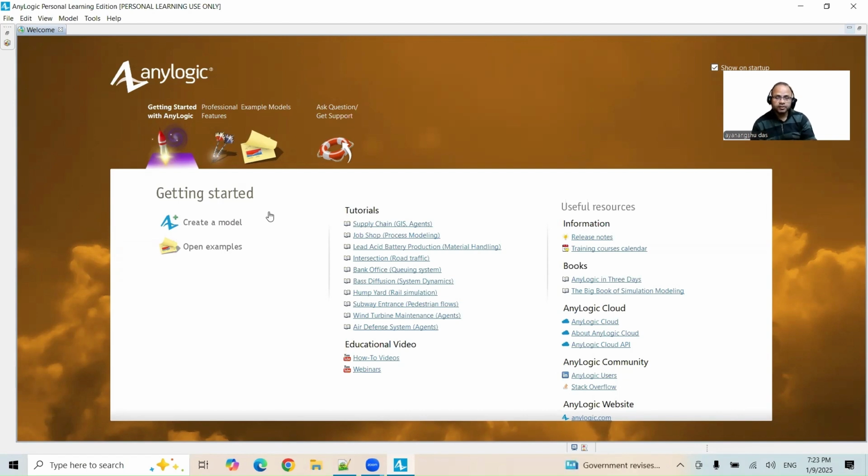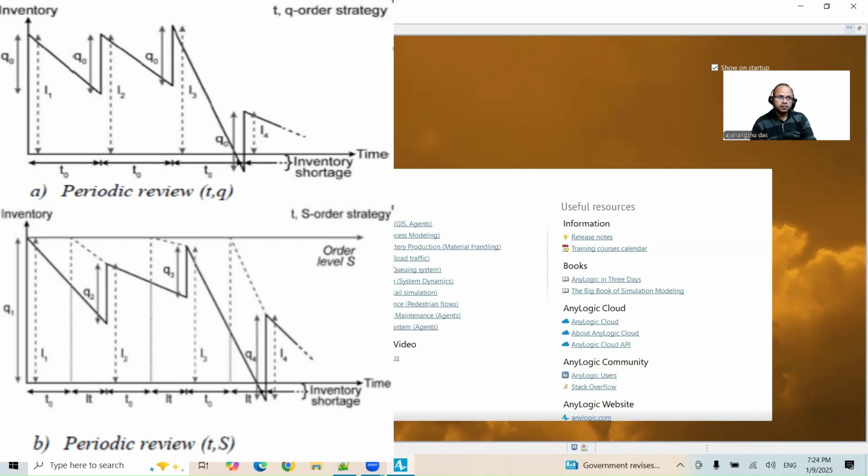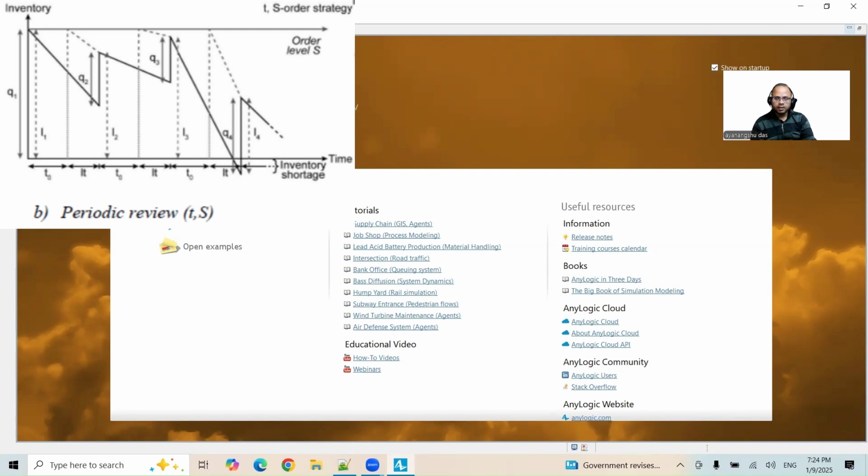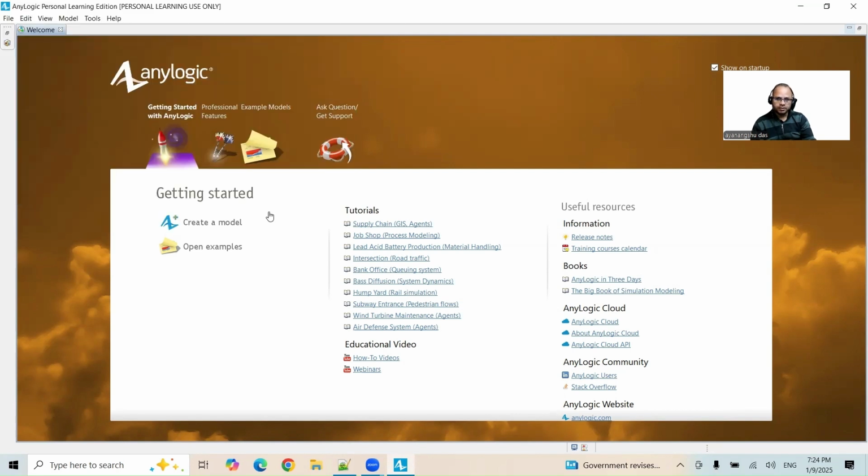The periodic inventory review policies are where the replenishment of inventory happens at a regular interval. The quantity to replenish may be constant or may be replenished till a target inventory. However, the time period is fixed.